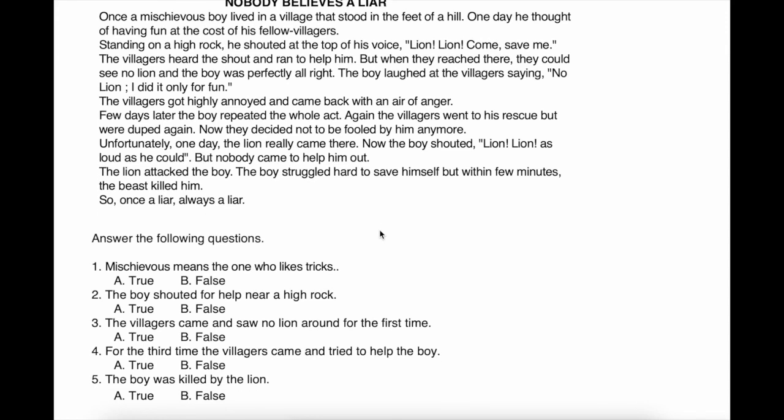I'll move it a little bit up. Now, if you want, first, you can read the passage again using your dictionary. And then let's go and check the questions or the statements, not the questions, and see whether they are true or false. 1. Mischievous means the one who likes tricks. So, true. The boy shouted for help near a high rock. That is false. Because on a high rock.